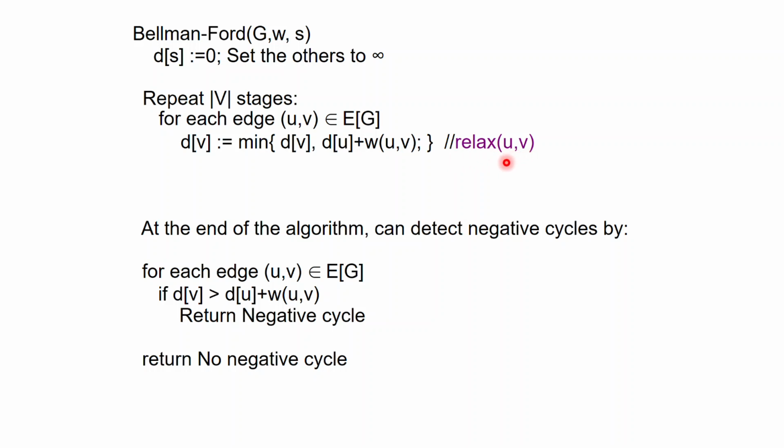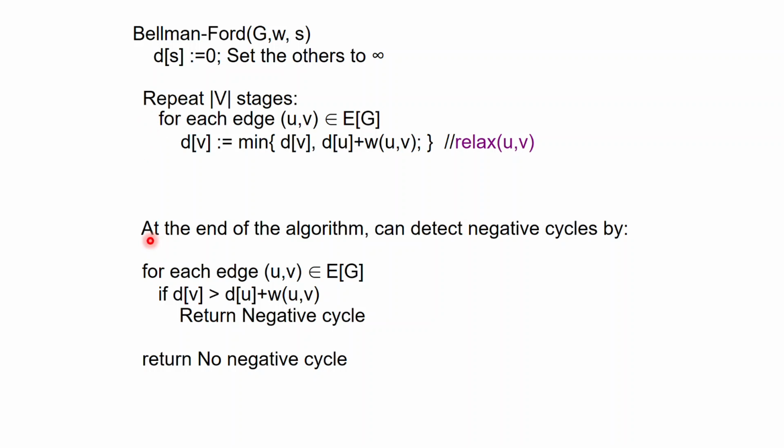Relaxing the edge means the following. If the edge is UV, you set the distance of V to the minimum of its current value and the distance of U plus the weight of the edge UV. This operation is called a relaxation of the edge UV. So you simply repeat this. V times you relax all the edges, and then you're done.